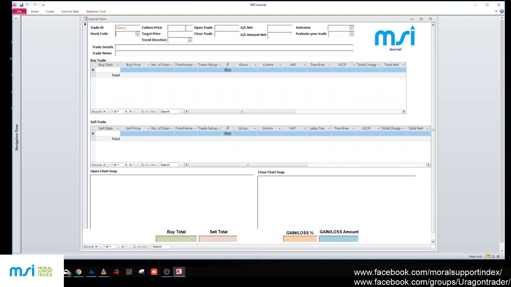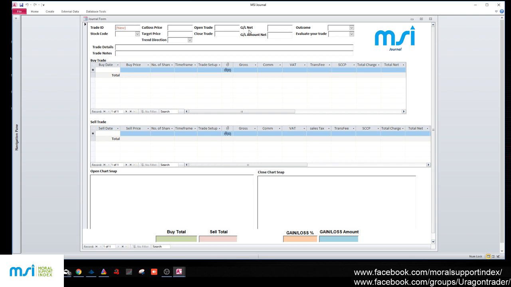Then maglalagay tayo ng cut loss price, target price, and yung trend direction, uptrend, sideways, or downtrend. Yung open date is the date when you started the trade or yung first buy nyo. And then yung close trade will be the last sell na ginawa nyo for this particular trade.